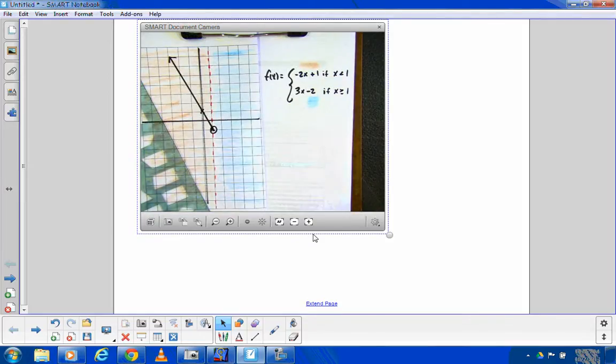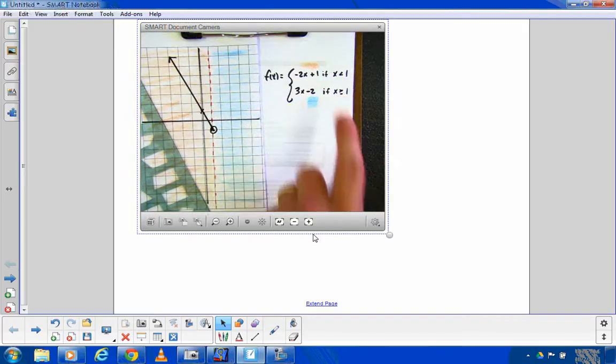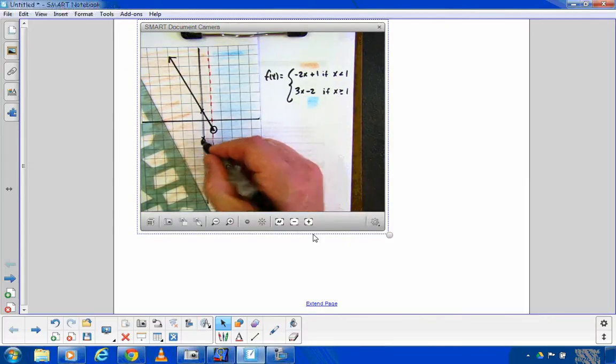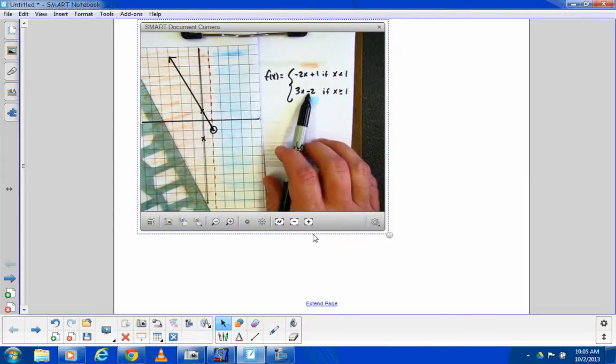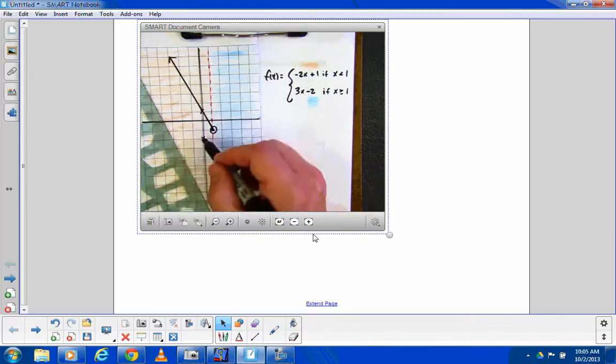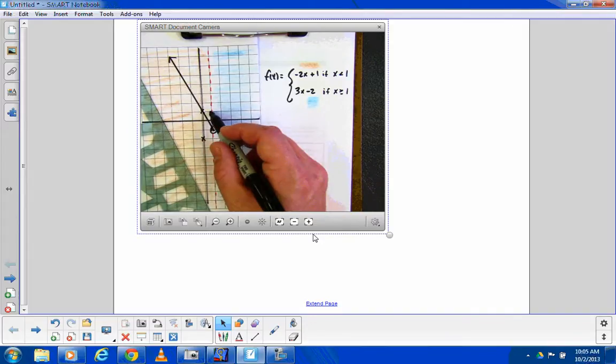Now, let's do my other one. 3x minus 2 if x is greater than or equal to 1. So let's do the y-intercept first. We're going to go down to negative 2. And then what here? Up 3, rise 3, 1, 2, 3, and then run 1.